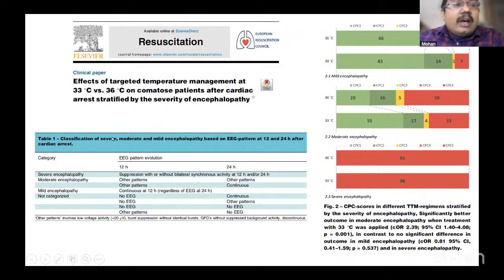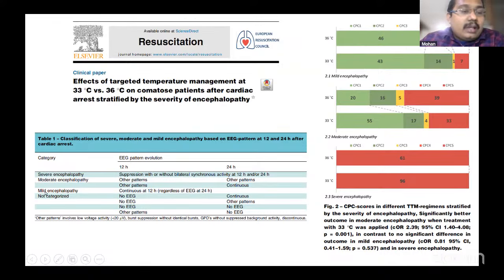So again, another group of researchers looked at whether we can use EEG. They looked at EEG patterns at 12 hours and 24 hours, divided the severity of encephalopathy into mild, moderate, and severe, and saw whether TTM at 33 degrees or 36 degrees makes any difference.